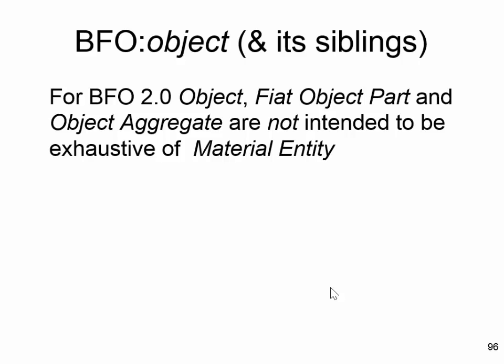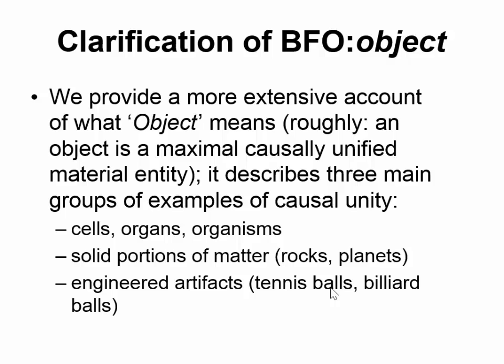If you go to the BFO site, you'll find some literature. There is a paper in there which is on the classification of material entities. And there we provide much more detail about these three subkinds of material entities: organisms, portions of matter which are solid, the piece of chalk, for instance, and engineered artifacts such as tennis balls or laptops. So these are the three major categories of object, and they're all characterized by the fact that there are certain forces or bonds which hold the object together, and that an object is maximal relative to those forces or bonds.